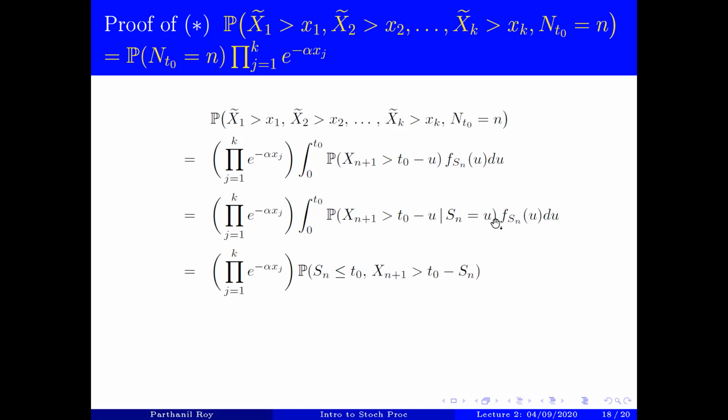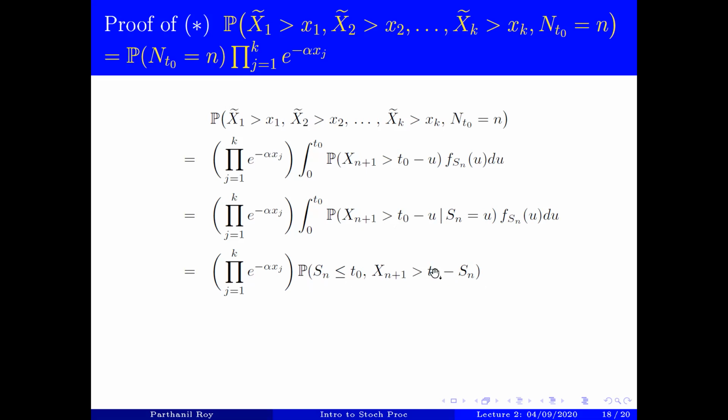So if Sn is equal to u, then you're exceeding t naught by Xn plus 1, so you're calculating the conditional probability of Xn plus 1 bigger than t naught minus u. Therefore, when you uncondition this, when you integrate this whole thing, by this continuous version of the law of total probability, you get the probability of Xn plus 1 bigger than t naught minus Sn. Okay. So we actually reverse this step in one of our calculations earlier. We wrote this equal to this before, but now I'm reversing that previous step that we had.